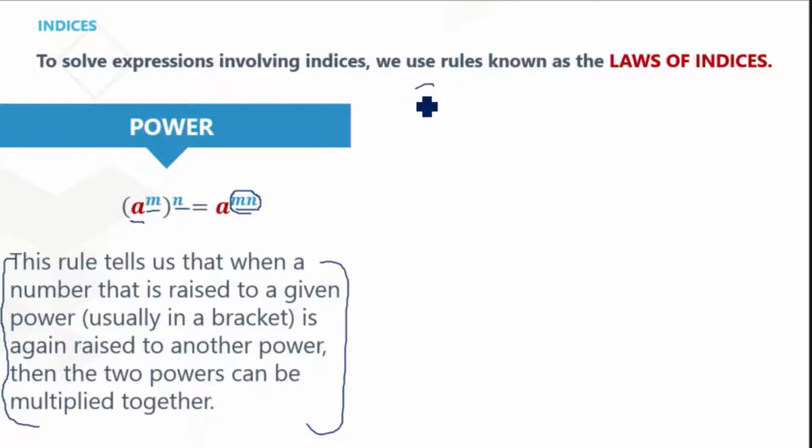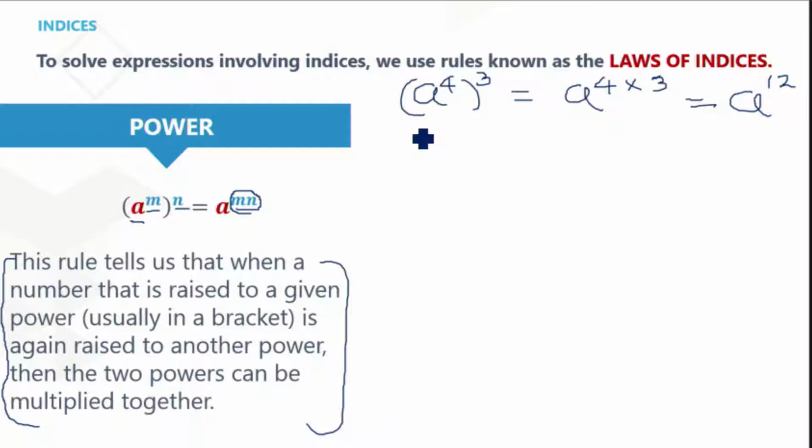So let's look at a raised to the power 4, all raised to the power 3. According to this power law, it's the same thing as the number raised to the powers multiplied together. So we have 4 times 3, and this implies that a is raised to what? 12. 4 times 3 is 12. So let's verify this. a raised to the power 4 all raised to the power 3 implies that we're multiplying what is inside this bracket repeatedly 3 times.